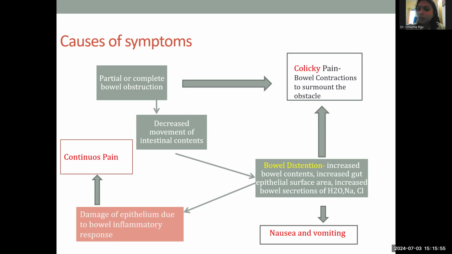Now, what happens when there is a bowel distension? Increased bowel contents are there, increased gut epithelial surface area, increased bowel secretions of water, sodium, all that, and this in turn is what triggers the nausea and vomiting. Now also there is a bowel inflammatory response that happens, which in turn leads to the vicious cycle of the pain that occurs.